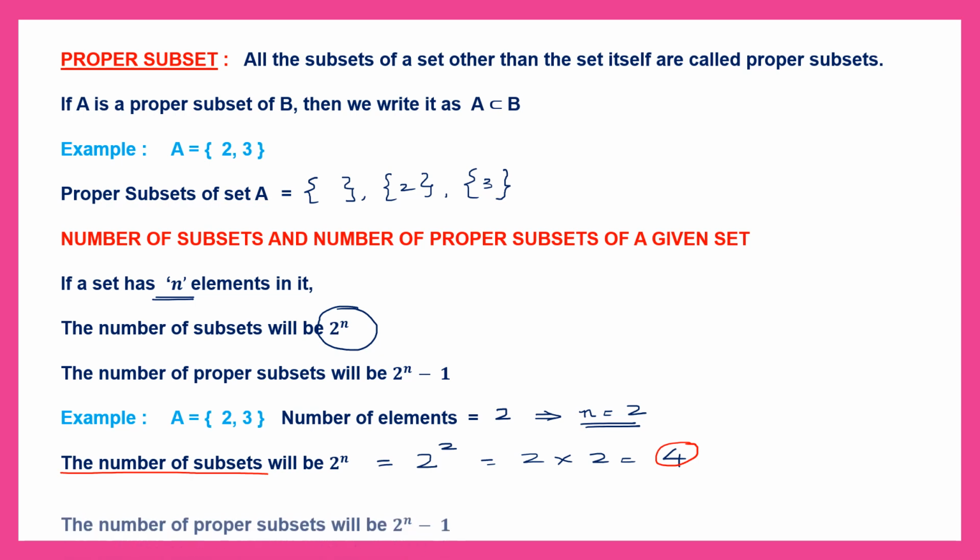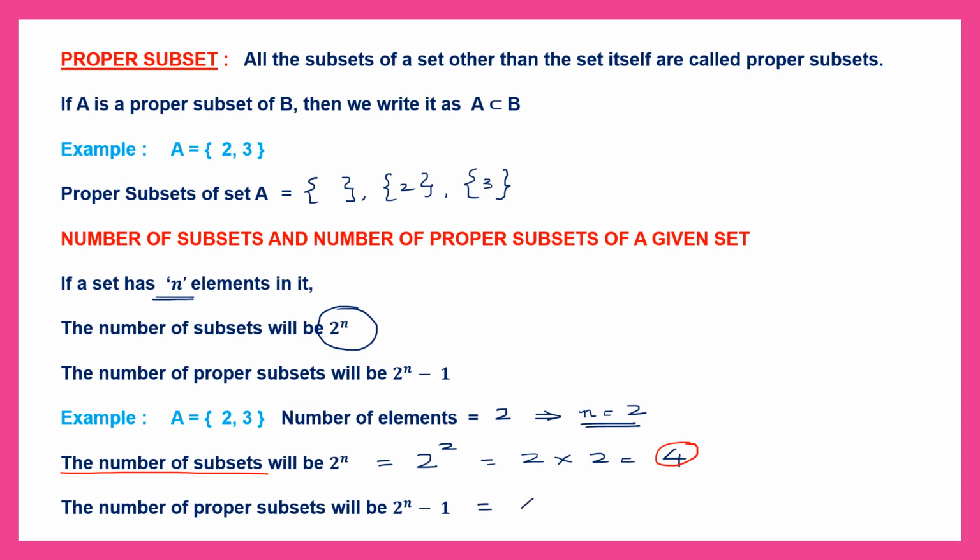Now the number of proper subsets is 2^n minus 1. We just found out that 2^n is 4. 4 minus 1 is 3. That means the number of proper subsets will be 3. I hope you have understood this.